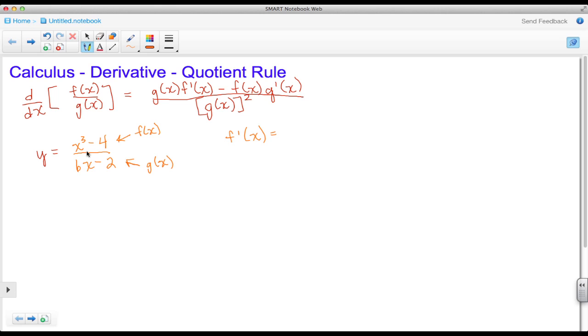We're going to use the power rule on this first term, where the 3 comes down to the front, and I'm going to decrement the exponent from a 3 to a 2. And we know that the derivative of a constant is 0, so I'm not going to write anything after this term. Now let's differentiate g of x.